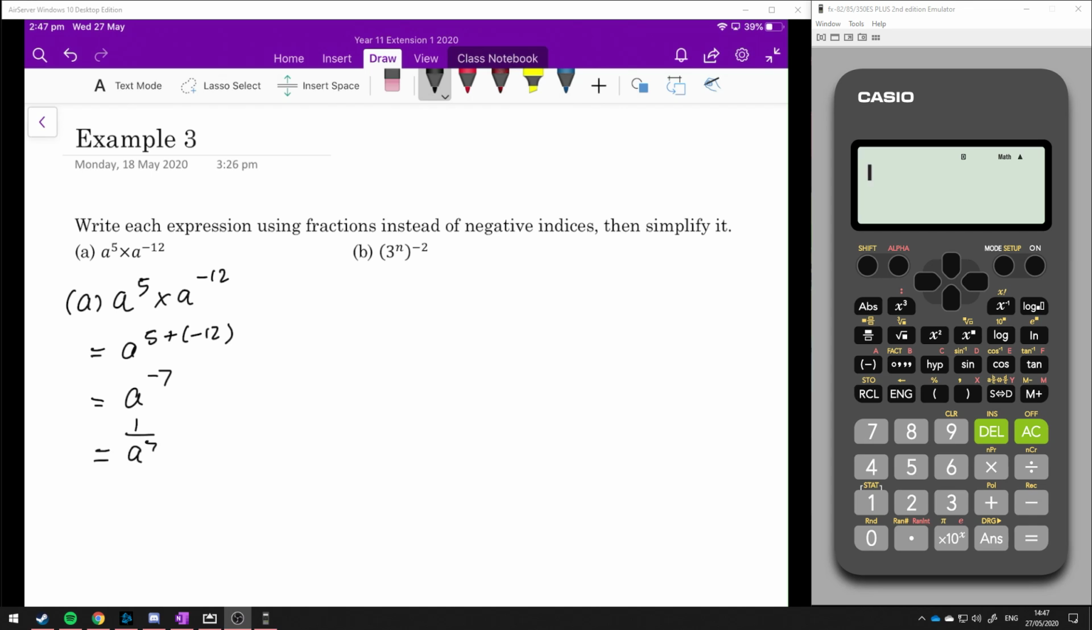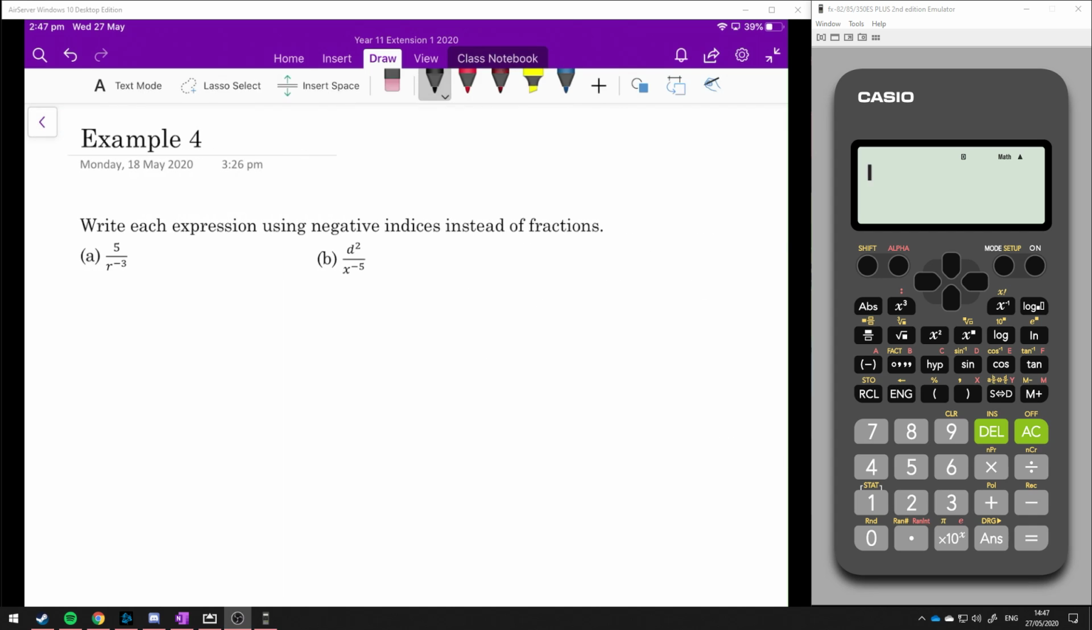Okay, now with b. So for b, we've got 3n to the negative 2. Well, that's the same as 1 over 3n to the 2. And we know that the power of a power is going to change this to be 1 over 3 to the 2n, because we just multiply those powers together. We'll just leave it at that, so 1 over 3 to the 2n, okay?